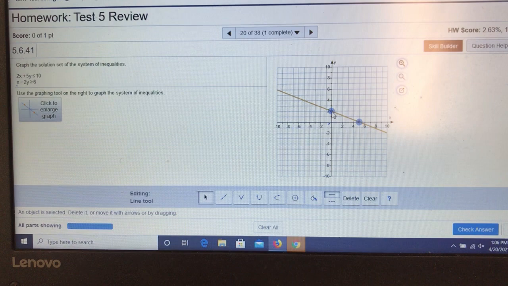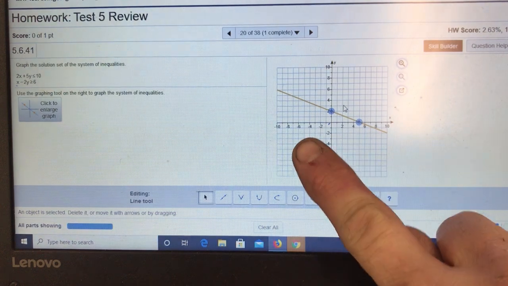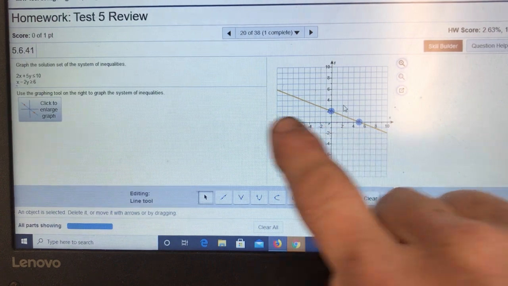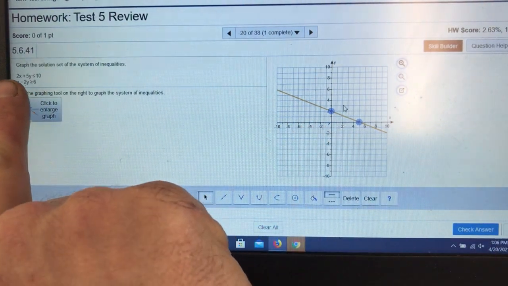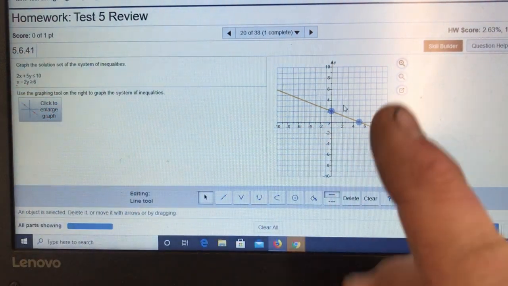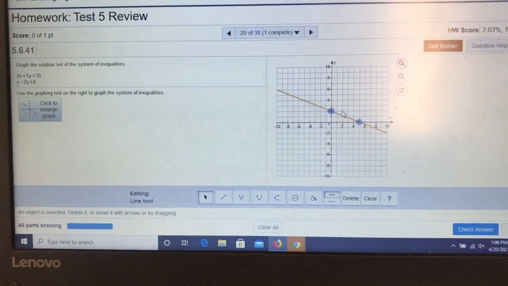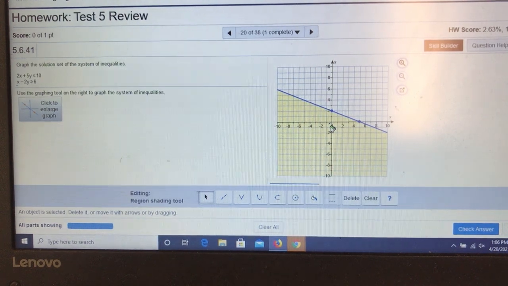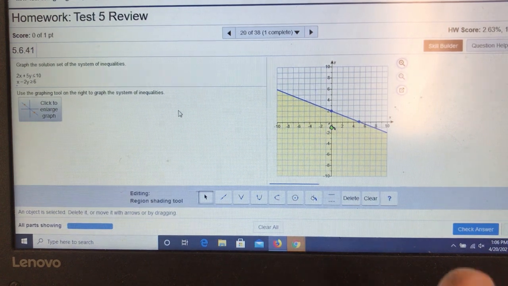So now, which side gets shaded? All right, so I'm going to try my test point there, 0, 0. If I put 0 for x and 0 for y, I get 0 less than 10, which is true. So my 0, 0 is true. So since 0, 0 is true right here, this is the true side that gets shaded. Okay, so I'm done with that.